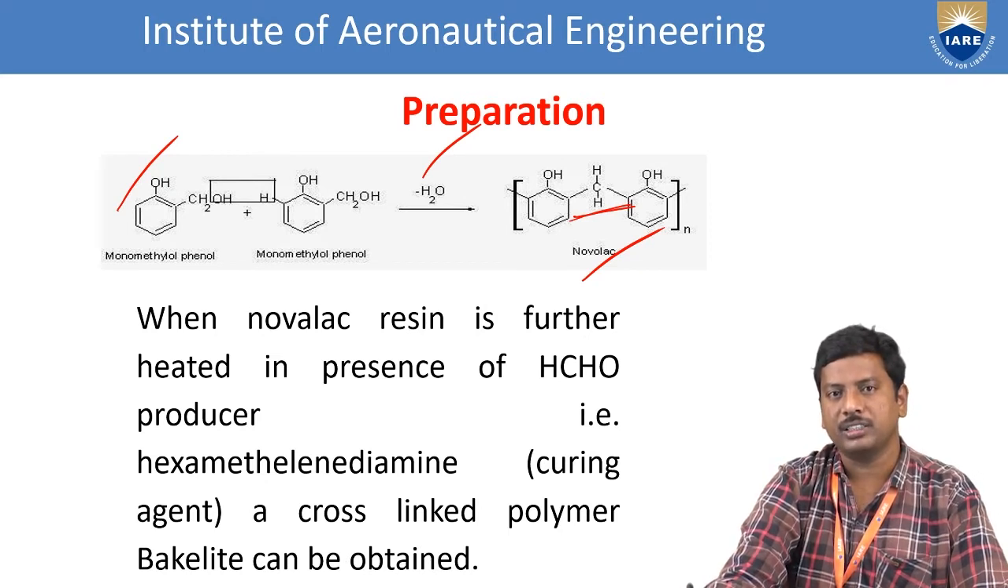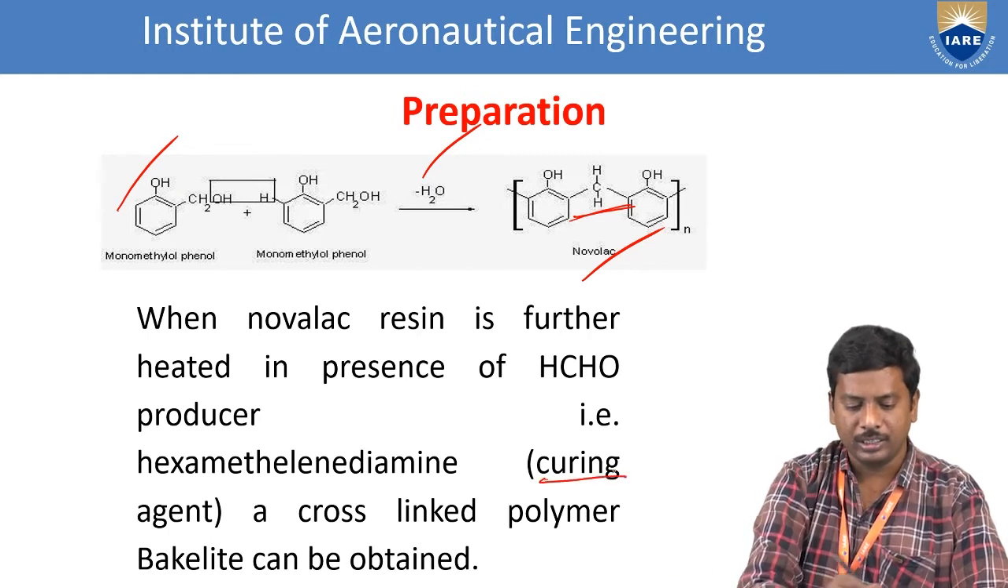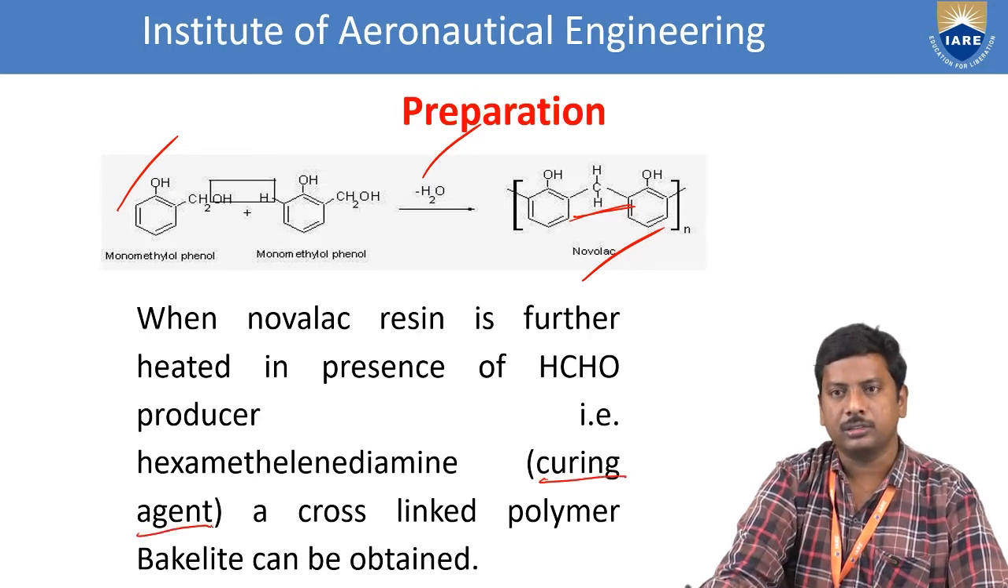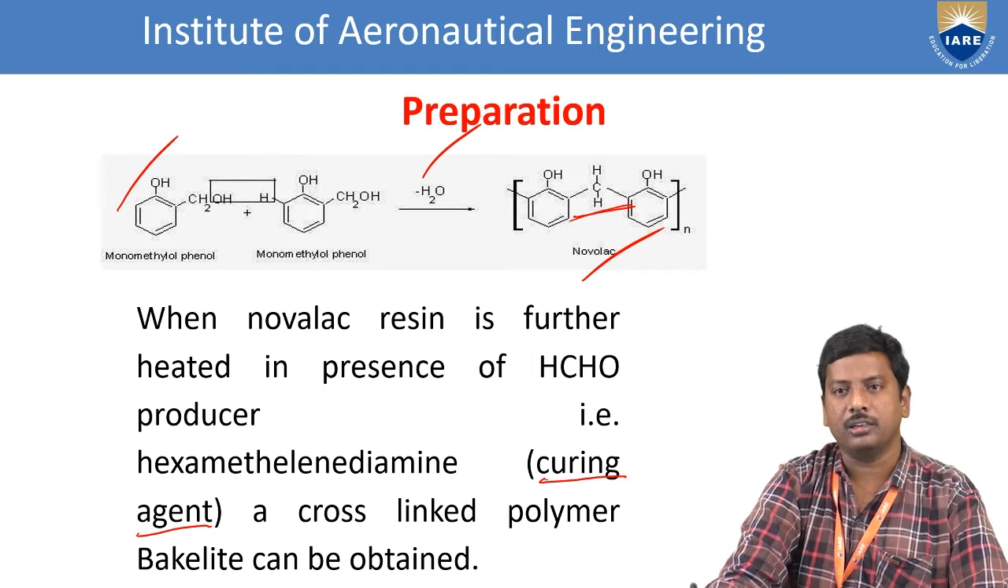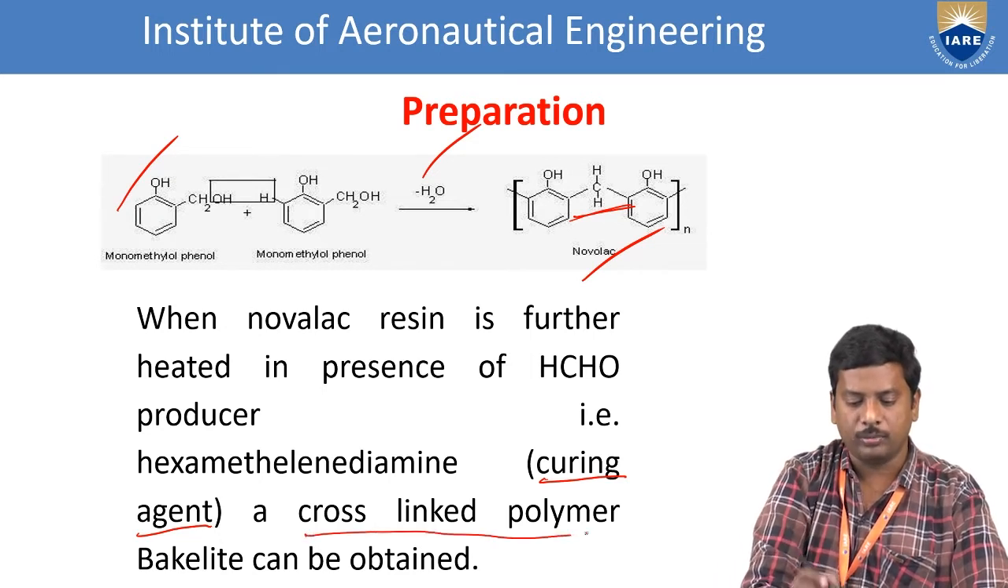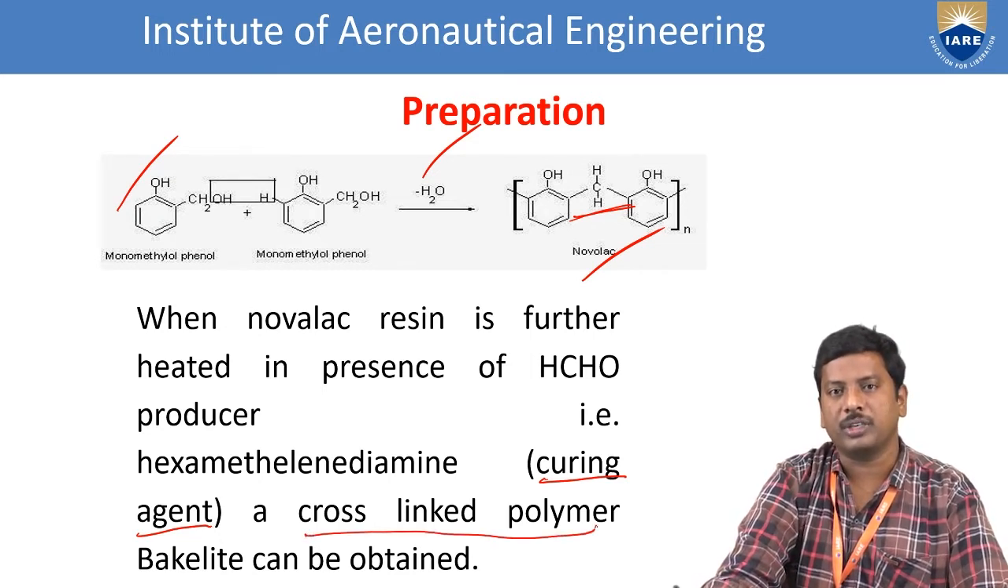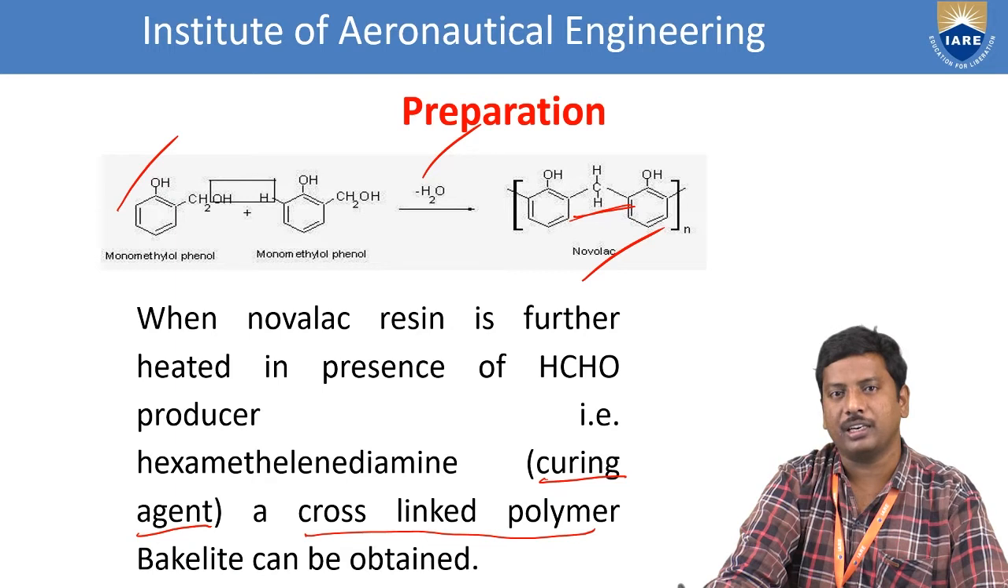So that is nothing but step 2. And we see step 3. In step 3, what happens when the novolac resin is further heated in the presence of formaldehyde? It produces hexamethylene diamine, which is nothing but a curing agent. The curing agent gives a cross-linked polymer. A cross-linked polymer means the polymer contains both horizontal links and vertical links. So that is nothing but a bakelite polymer.